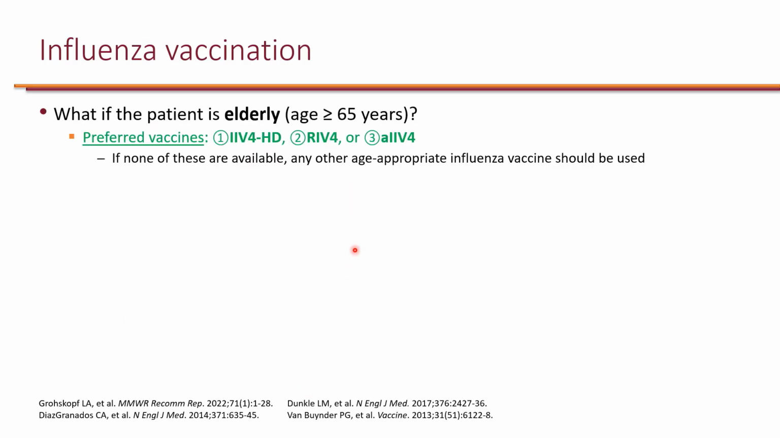Now, what if the patient is elderly, and that's defined as age 65 years or older? So there are 3 preferential recommendations. So either the high-dose inactivated influenza vaccine or the recombinant influenza vaccine, which essentially has a higher dose than the standard dose inactivated influenza vaccine, or an adjuvanted inactivated influenza vaccine. And of course, they do say that if none of these are available in the pharmacy, then any other age-appropriate influenza vaccine should be used. So any vaccine is better than no vaccine.